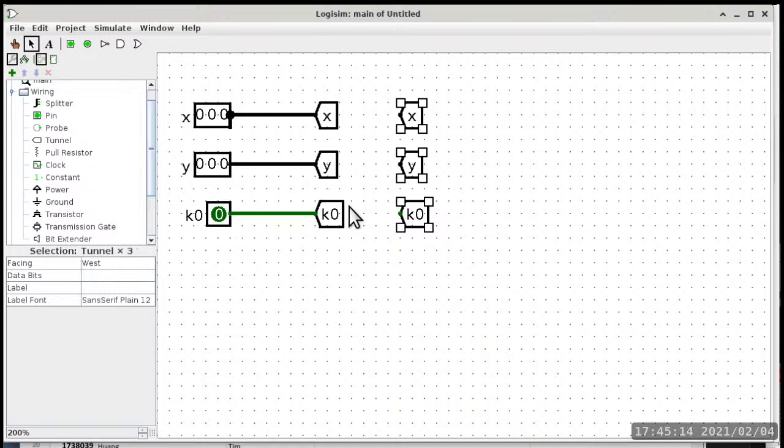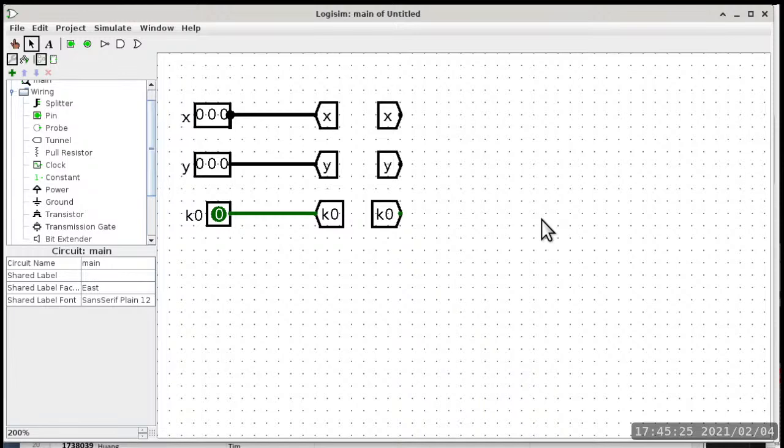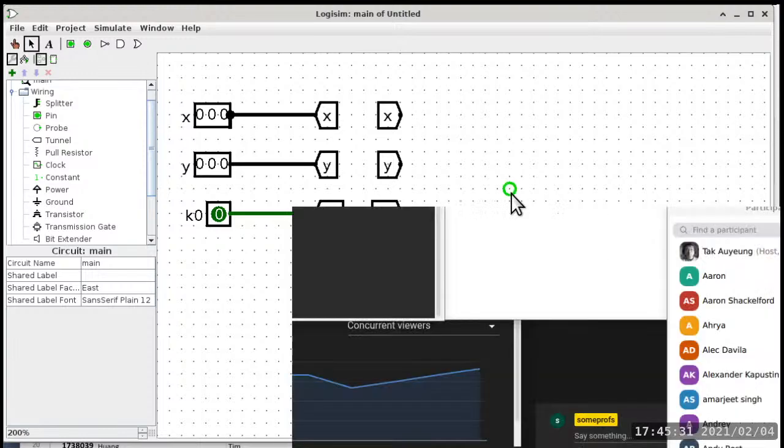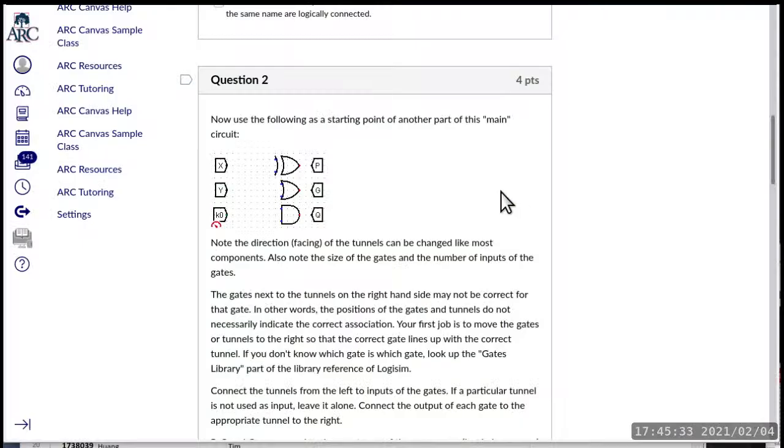So you can do a duplicate, and once you have a duplicate of multiple items, you can change the facing of all the items at the same time. This is a really convenient feature because we don't have to do it one by one. Now we go back to the notes, back to the question, and we have 3 gates here, and then we also have 3 tunnels over here.